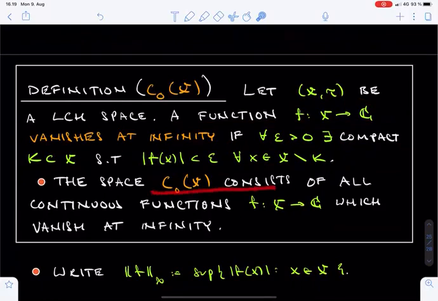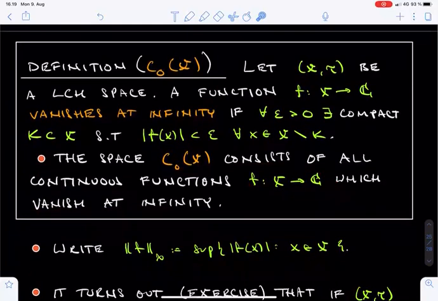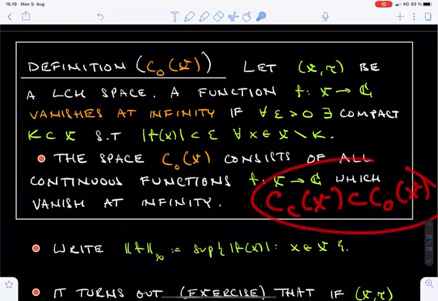It is clear, for example, that every compactly supported function vanishes at infinity, since the values of such a function are simply 0 outside the compact support. Now the space C0 of X consists of all continuous functions f defined on X taking complex values, which vanish at infinity. Evidently, the space Cc of X, which we have been working with until now, is a subspace of C0 of X.